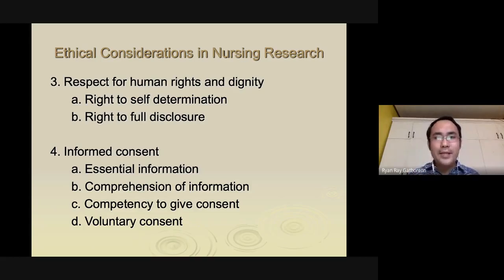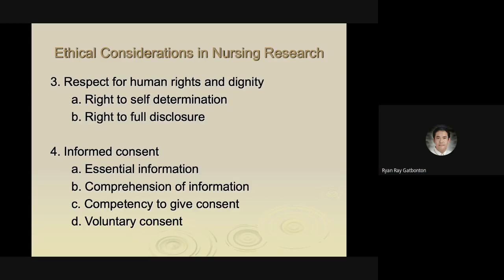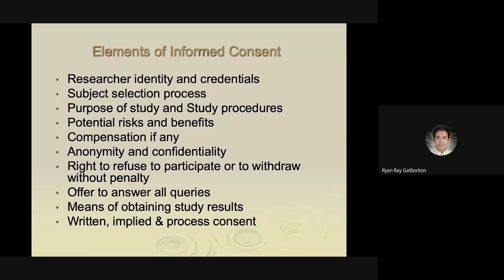And when we say they have the ability to give their consent voluntarily, it means that they have to do it with their own willingness. They are not forced. They were given choices. All right. So that's the main dimensions of an informed consent. Okay? So here are the elements of your informed consent.